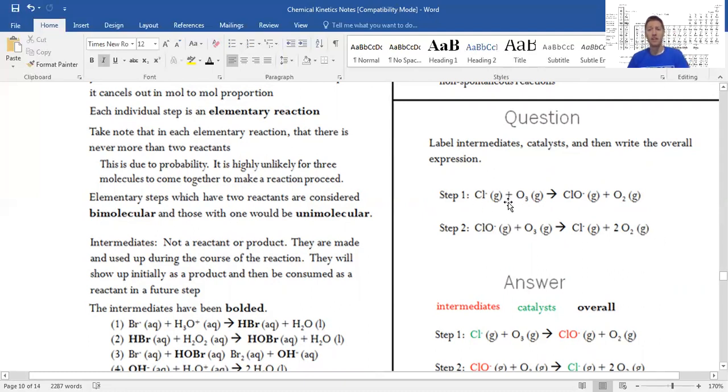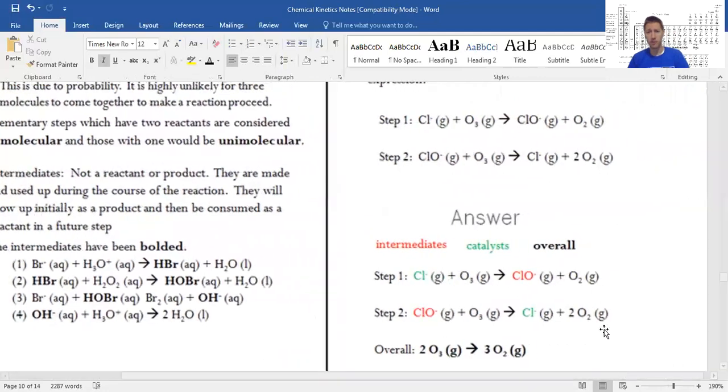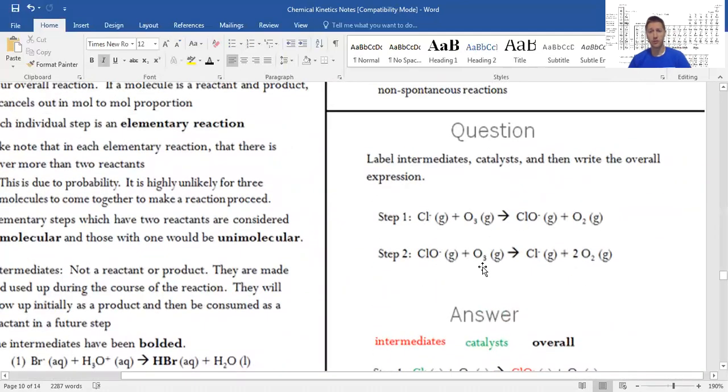All right, so we see that step one proposes that maybe a chlorine reacts with an O3, and this turns into ClO and O2, and then the ClO continues to react with another ozone to turn into, oh sorry, let me zoom in, I pulled out, there we go. So then the ClO reacts with another ozone to make Cl plus O2.